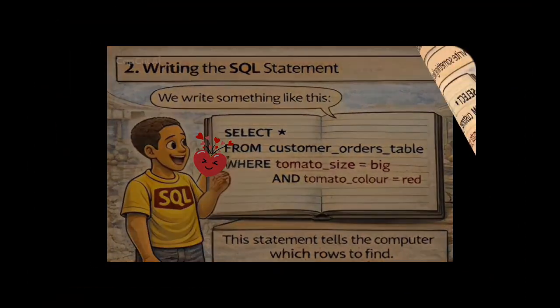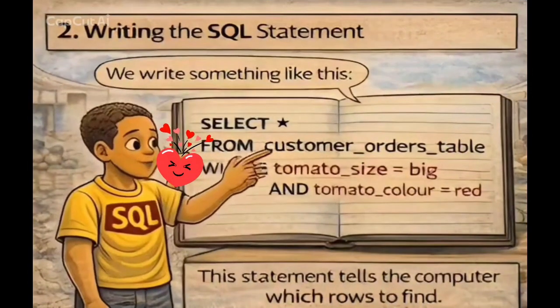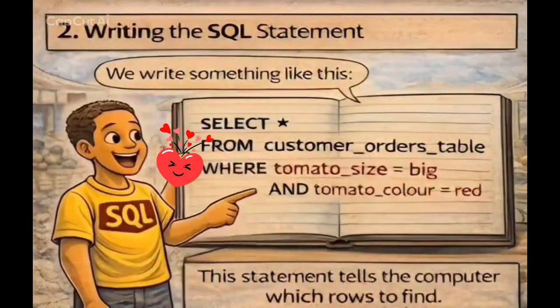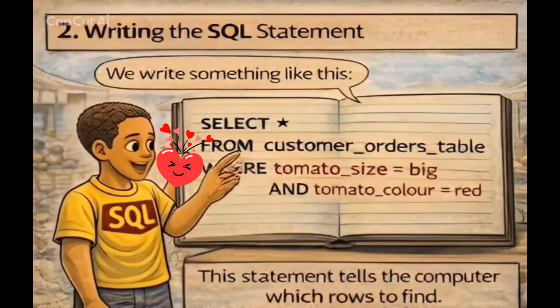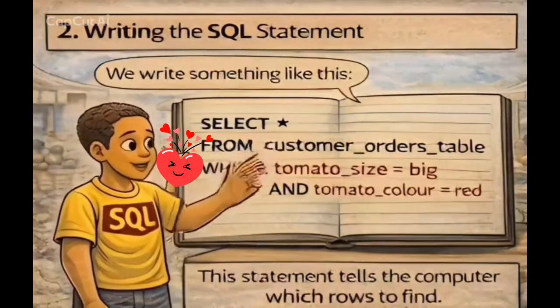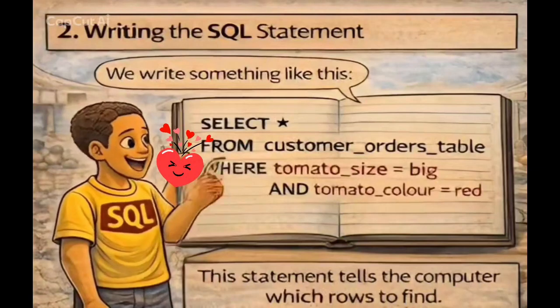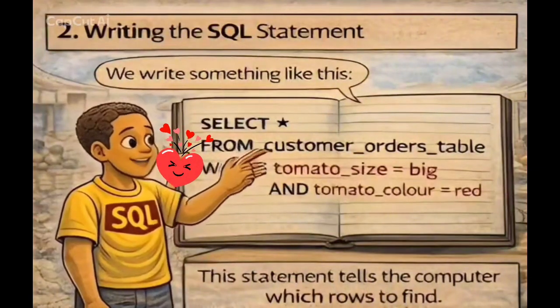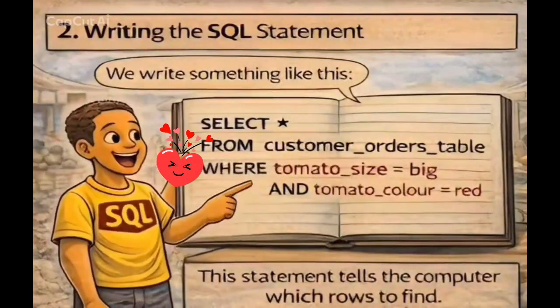Let us look at our customer orders notebook again. Each row represents a customer's order. Some customers ordered small tomatoes. Some customers ordered green tomatoes. But today we only want orders where the tomato is big and red. So we write something like this.